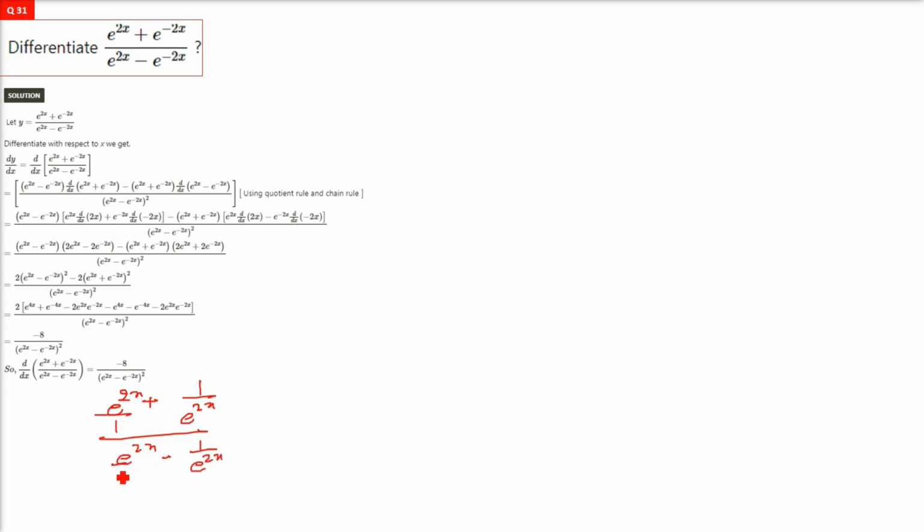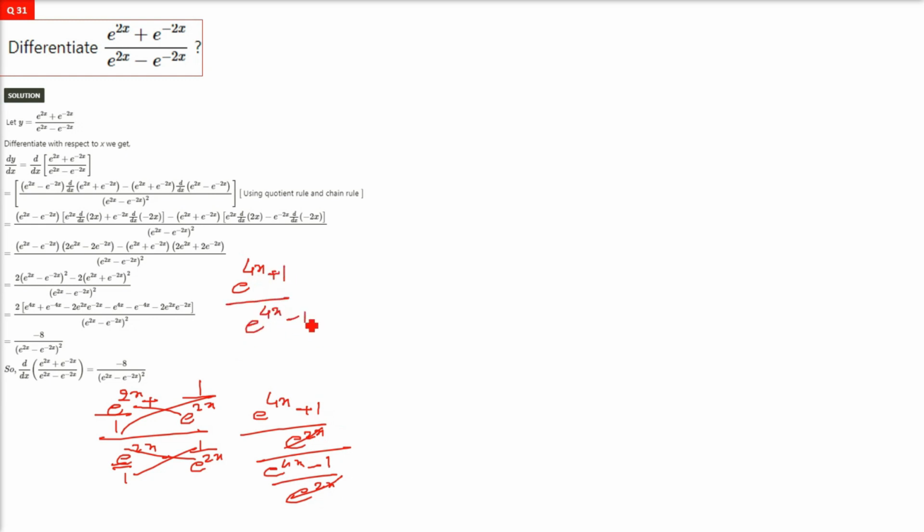And this will become what? The numerator will be e to the power 4x plus 1, divided by e to the power 2x. E to the power 4x minus 1 by e to the power 2x, and this e to the power 2x gets cancelled. So we get e to the power 4x plus 1 by e to the power 4x minus 1. Now this is very easy to deal with. This can be done quite easily, and this way also you can proceed.